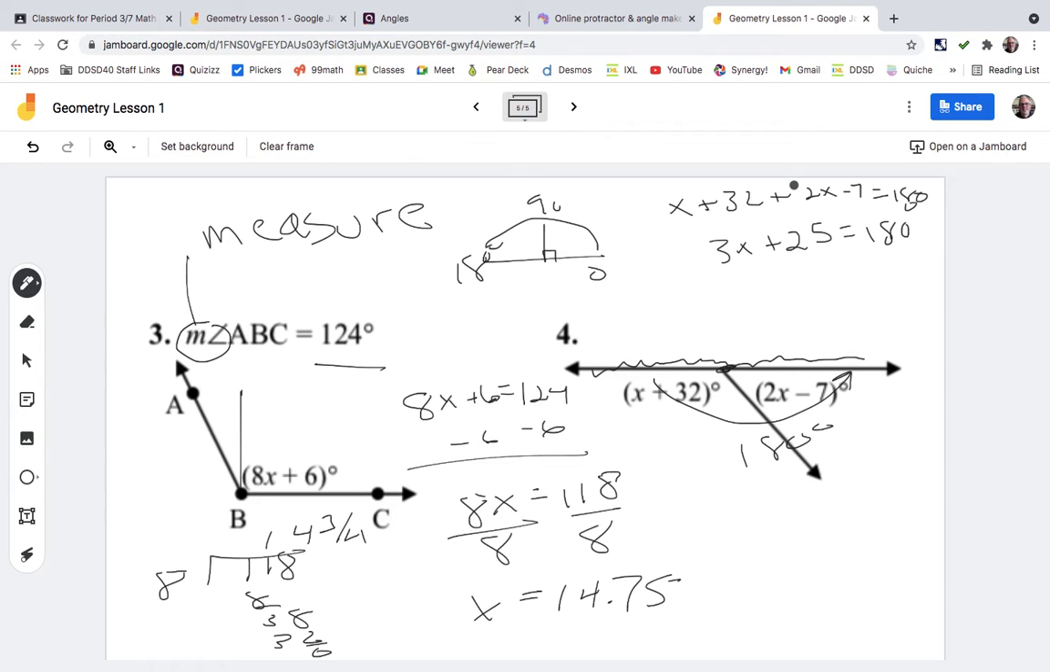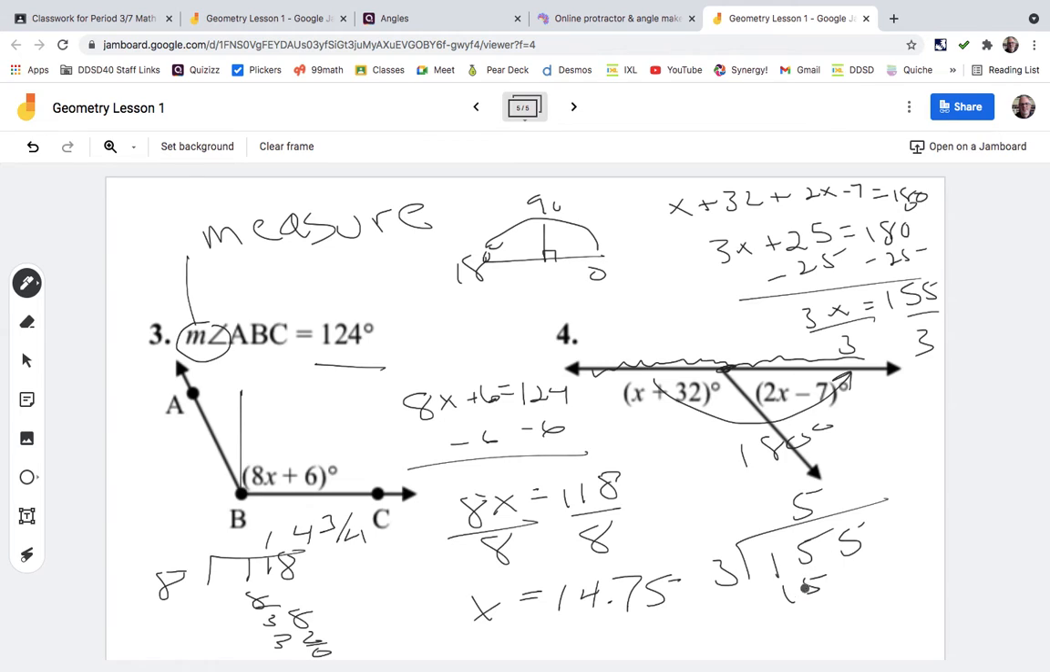Double check I'm doing this correctly. 32 minus 7 is 25. Okay, so then we're going to subtract 25. 3x is equal to 155. And 155 divided by 3 goes in there 5 times, 0 left over, 1, and 51 2/3. So in this case, x was equal to 51 2/3.